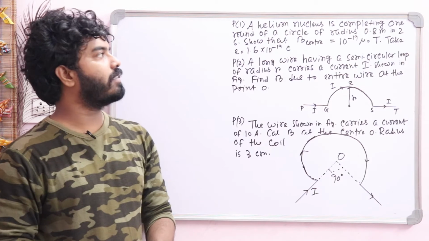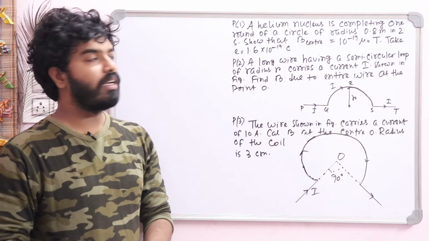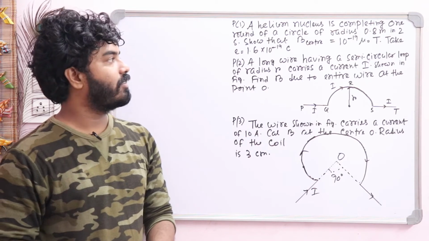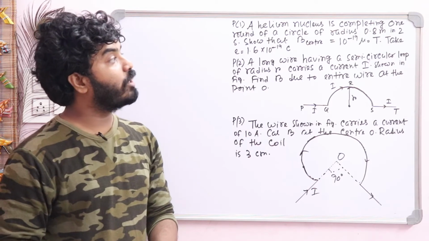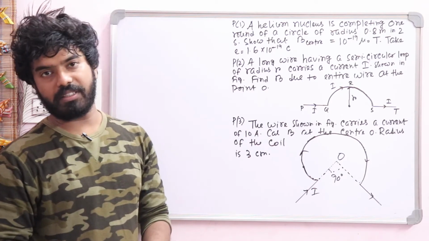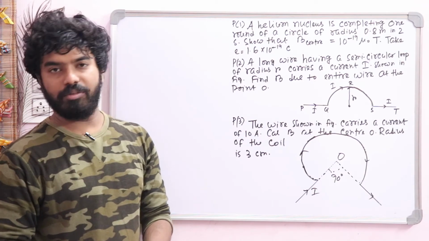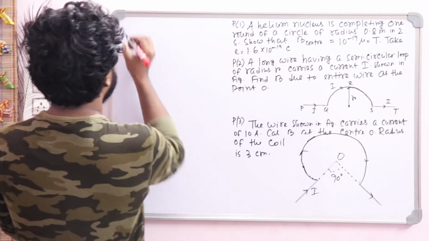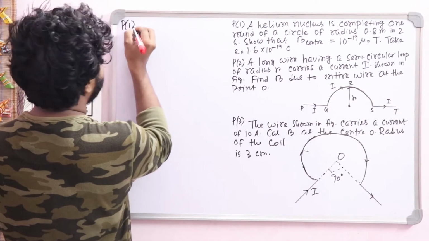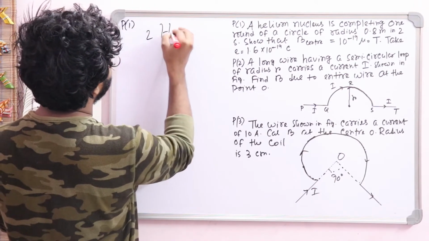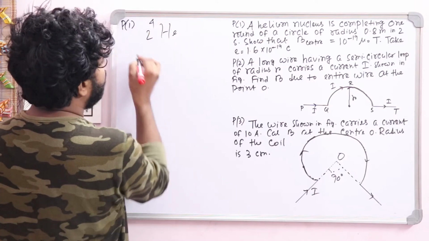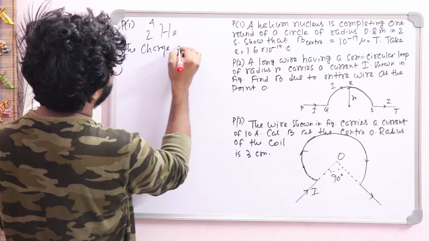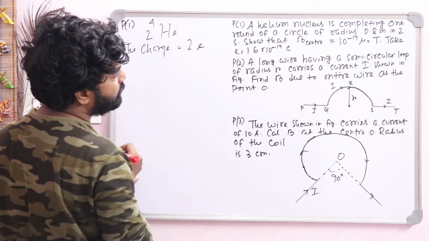Time given, radius given, and the nucleus name, that is helium. Show that the magnetic field at the center of the circle is 10 to the power minus 19 into mu naught Tesla, and you have to take the value of E given. Okay, write it. So for helium, what is the charge? You know, 2He4 is helium, and the charge of helium is 2 into E.